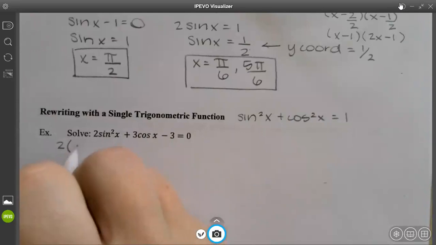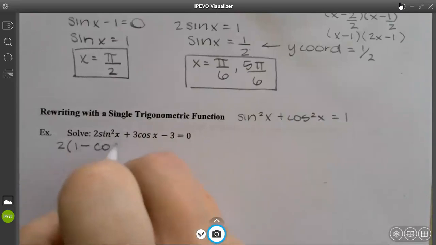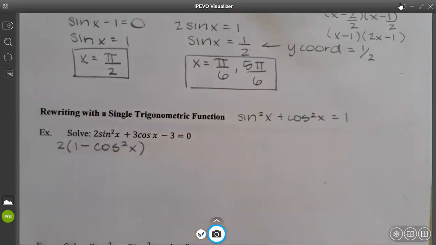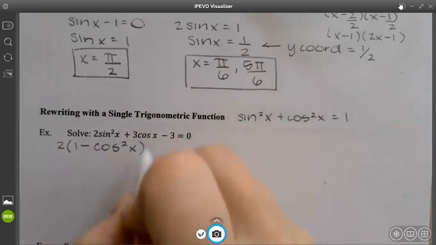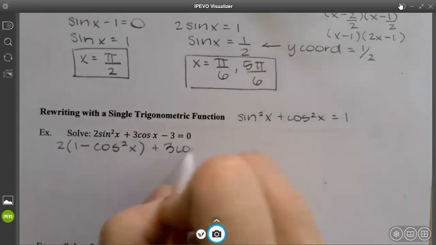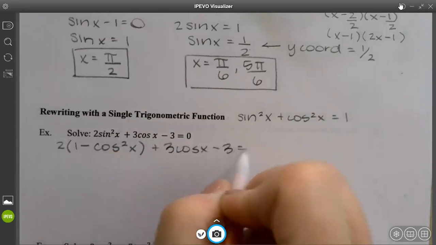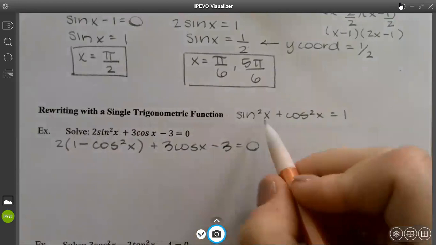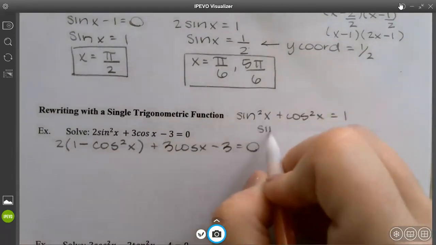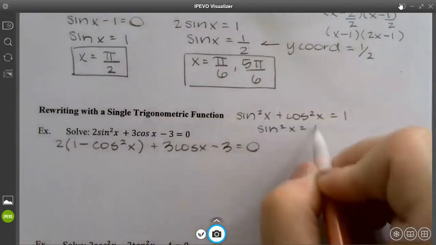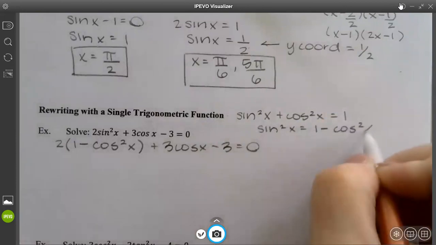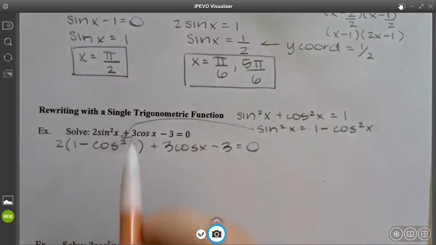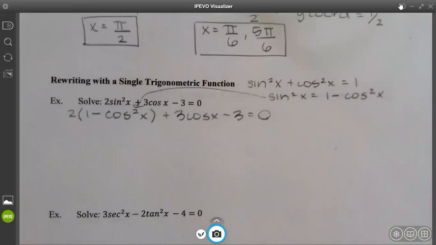2 times. You said I had to take 1 and subtract cosine squared x, and then finish out the equation. Plus 3 cosine x minus 3 equals 0. All right, so one more time, I'm looking for sine x. So sine squared x is 1 minus cosine squared x, and that's where this comes in. Distribute, clean it up, then factor.